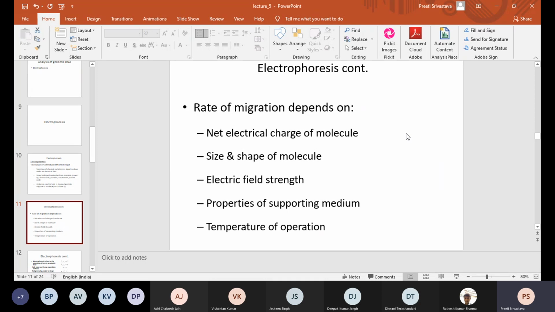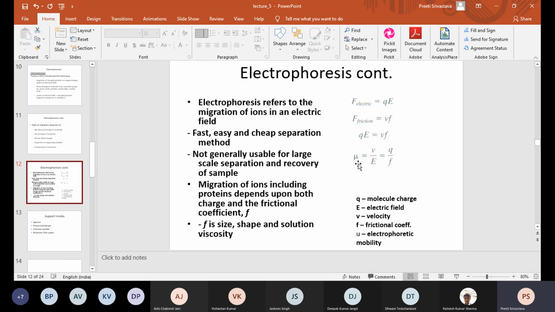So for example, proteins or nucleic acids can have the same sizes, but depending upon the conformation, the separation can vary. It depends upon the field strength, it depends upon the choice of the support media, and also it depends upon the temperature of operation. So based upon this class, the term electrophoretic mobility is denoted by the symbol mu. This electrophoretic mobility mu is defined as velocity of the charged particle per unit field strength.